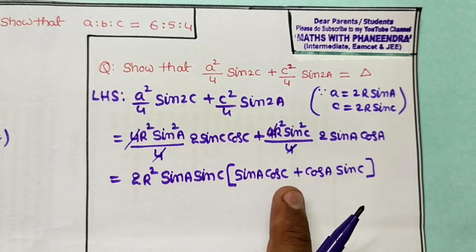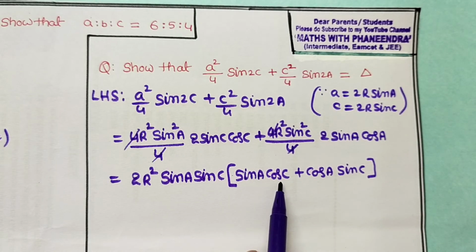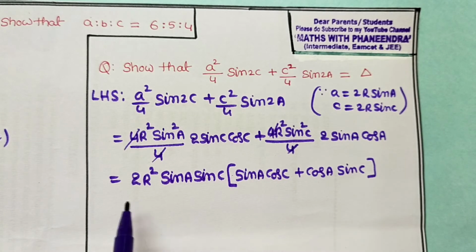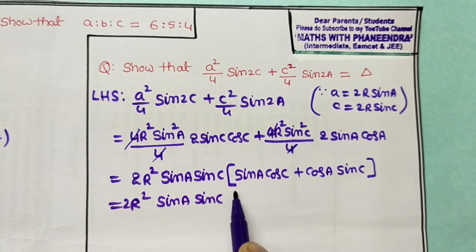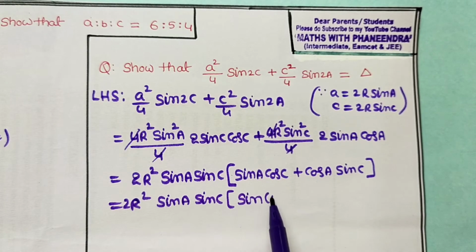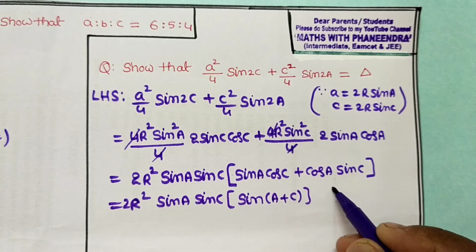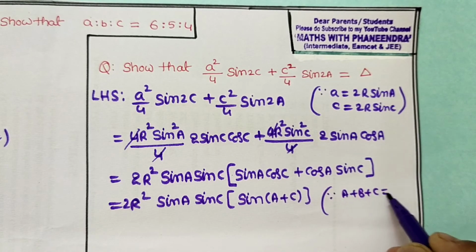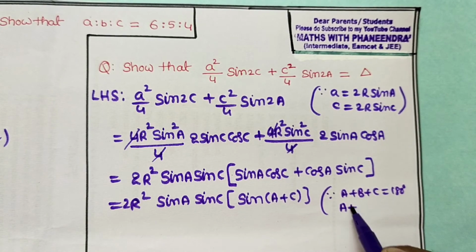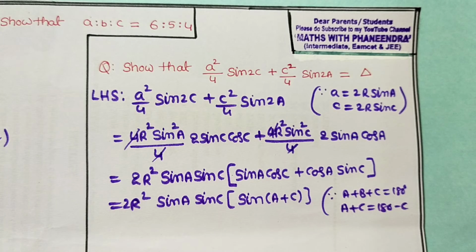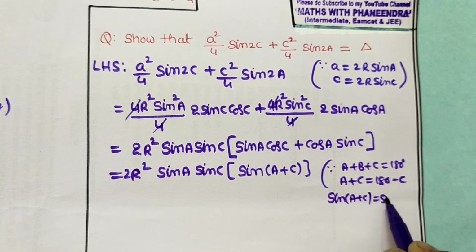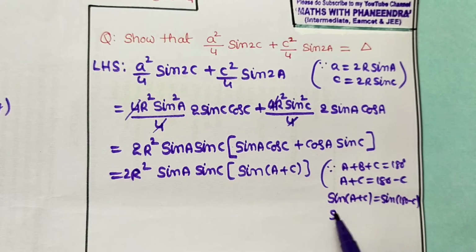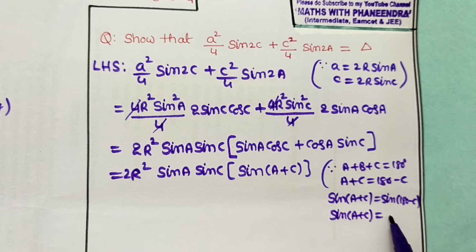This bracket value, sin A cos C plus cos A sin C, is in the form of sin A cos B plus cos A sin B, which is sin of A plus C. We know that A plus B plus C equal to 180, so A plus C equal to 180 minus B. Taking sin on both sides, sin of A plus C equals sin of 180 minus B, and sin of 180 minus theta is sin theta.